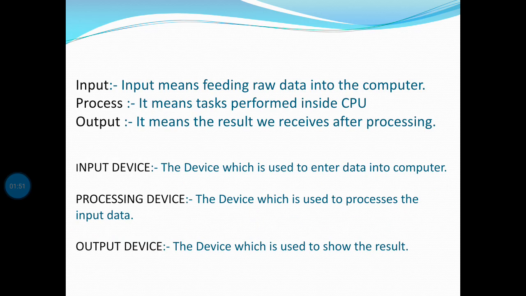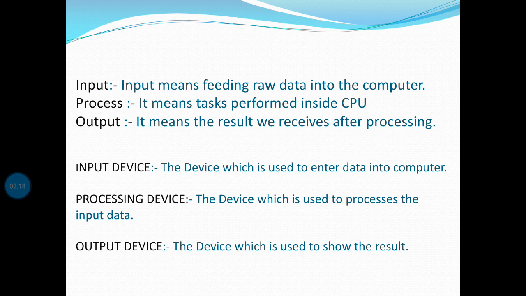Let's see what is input. Input means the raw data that we feed into the computer is called input. Process. The number of tasks performed inside the CPU is called process. Output. The result we receive after processing is called output.